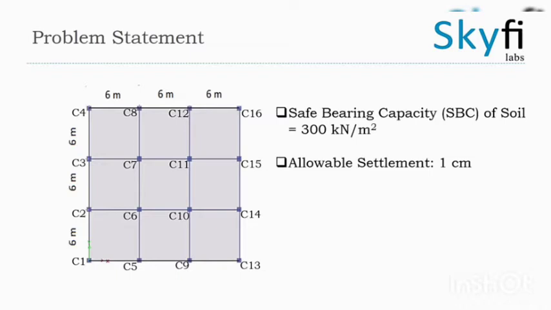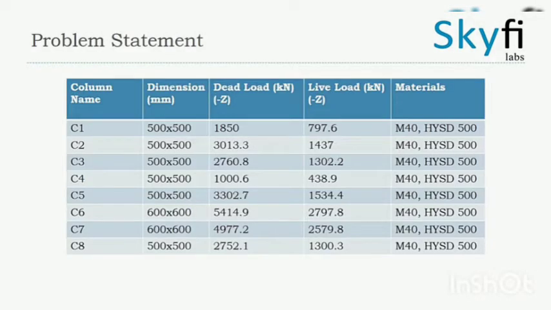Firstly, we have designed a tall building of 23 stories, and now we are going to design the foundation for that building. There are 16 columns in the building, 6 meters apart in the X and Y directions respectively. The soil beneath has a safe bearing capacity of 300 kilonewton per meter square and an allowable settlement of 1 centimeter.